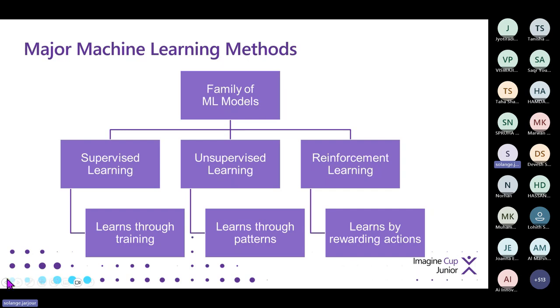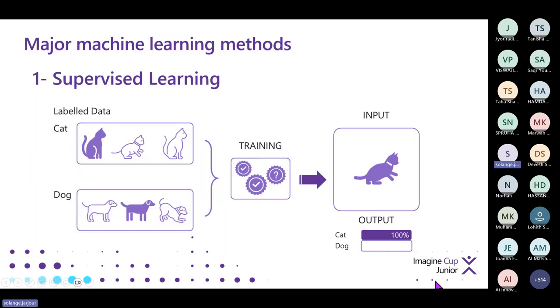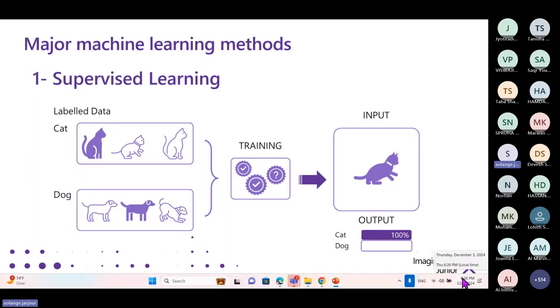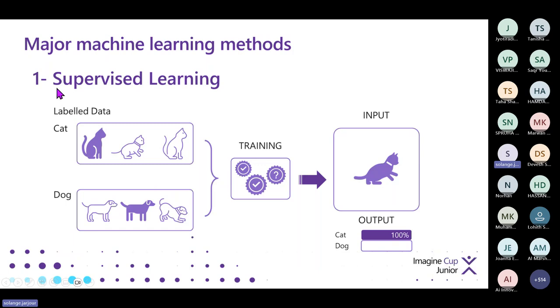Okay? Let's dive deeper within each and every kind or methods for the machine learning. We will be starting with the supervised learning. Here, as I mentioned, I have a set of images, and the images are labeled. Like, for example, this is the image of a cat. This is the image of a dog. So I have it labeled, okay?